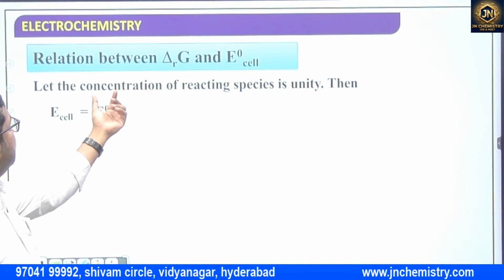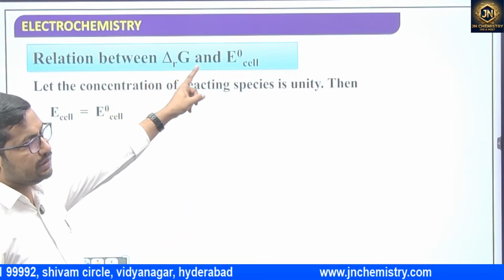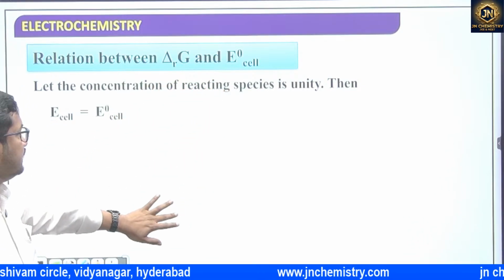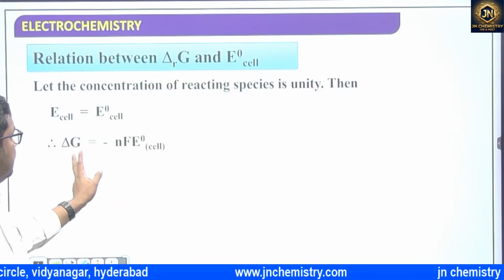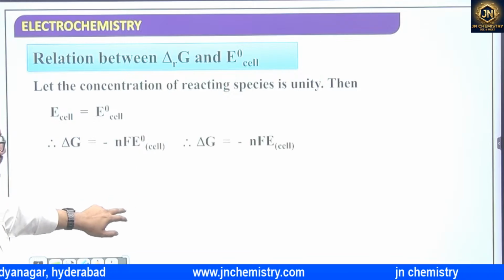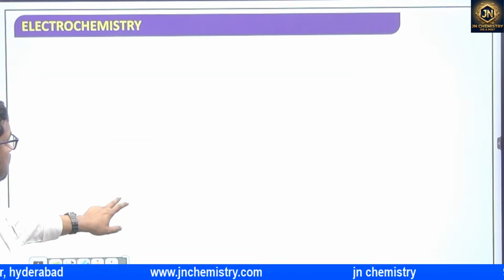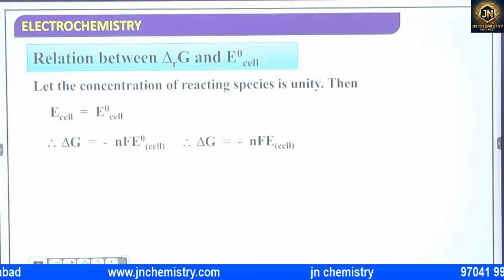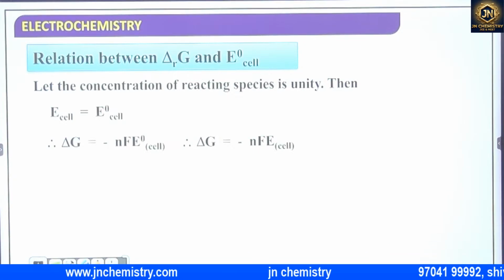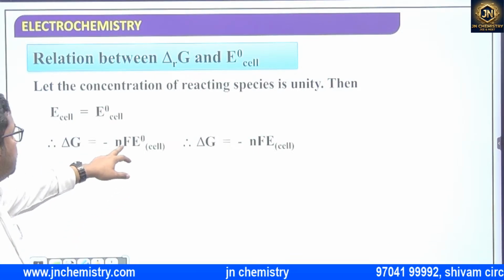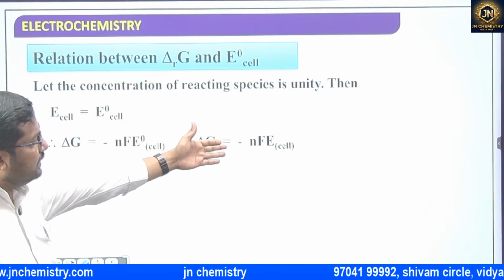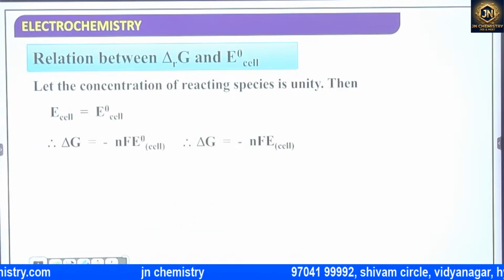So the relation between delta G and E naught cell, right? E is equal to E naught cell, delta G is nFE naught cell. So delta G is equal to, write it down, minus nF E naught cell. If you are taking the E naught cell, we can take it down.